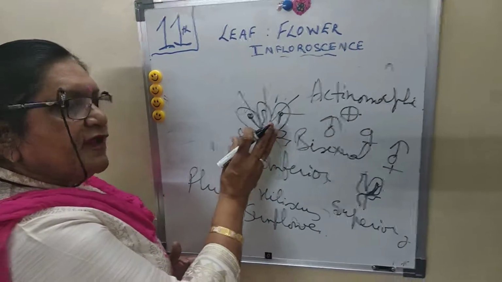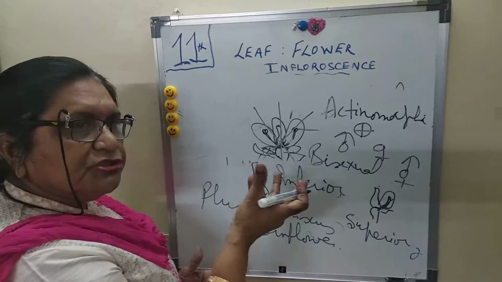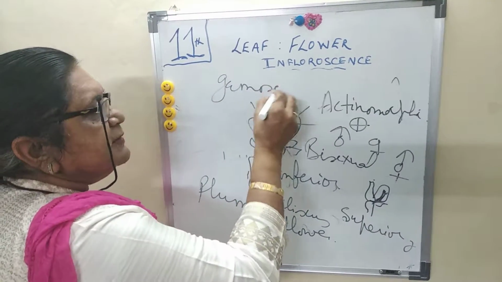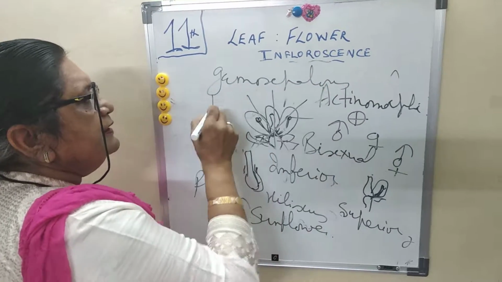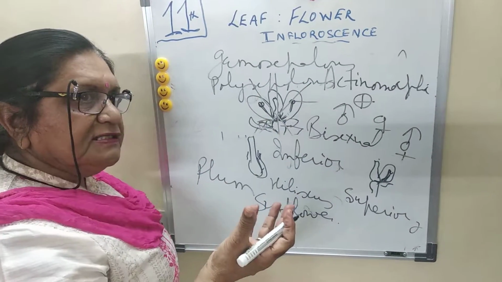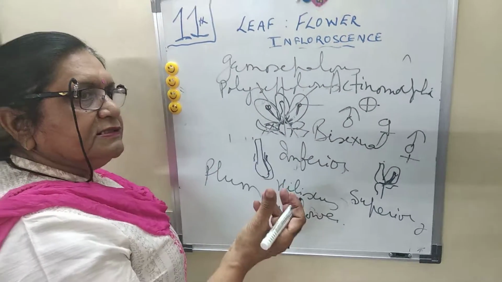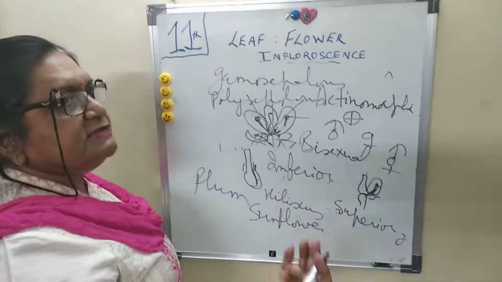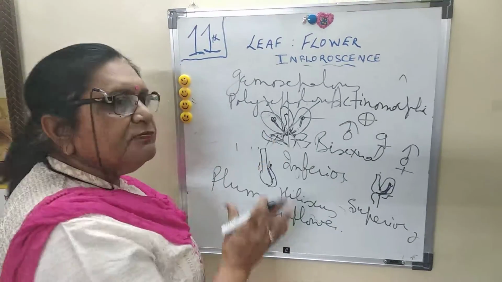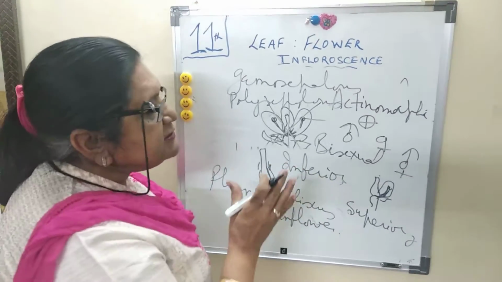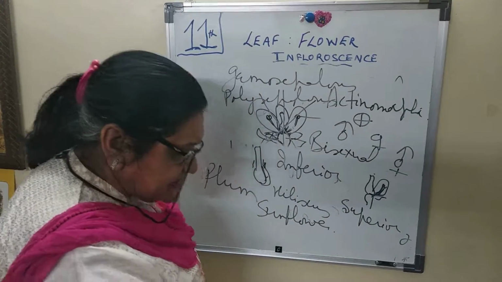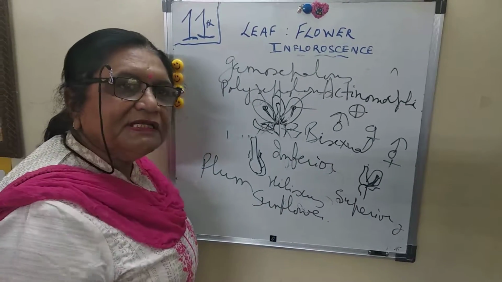If the sepals or petals are fused or free: if sepals are fused, gamosepalous; if free, polysepalous. Same for petals: if free, polypetalous; if fused, gamopetalous. So you have to learn this terminology. So for this flower topic, only the terminology up to here; the rest of the details we will discuss in 12th. I think up to here it is clear. Thank you.